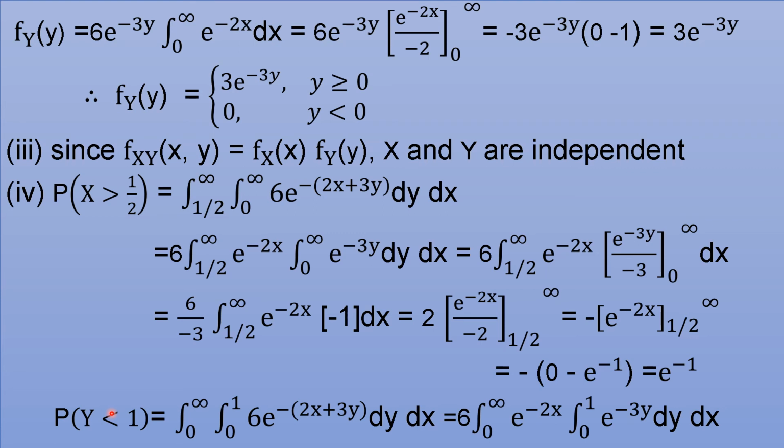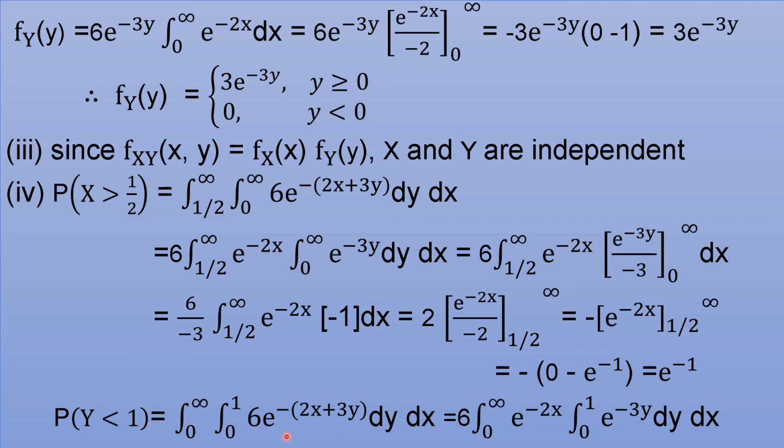Y less than 1. Y varies from minus infinity to plus infinity. So probability that y is less than 1 means minus infinity to 1. So x will be from minus infinity to plus infinity. Y will be from minus infinity to 1. Now for y negative, fxy of x comma y is 0. Even for x negative, fxy of x comma y will be 0. So ignore the negative values of x and y. So consider x as 0 to infinity, y as 0 to 1.